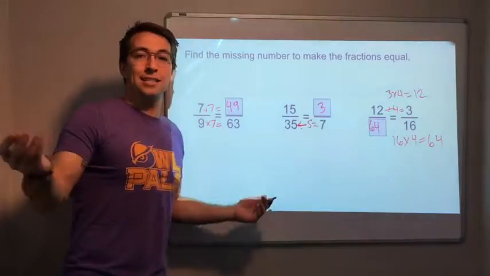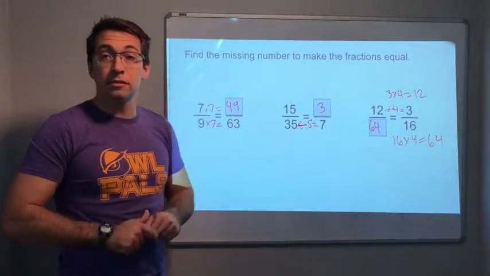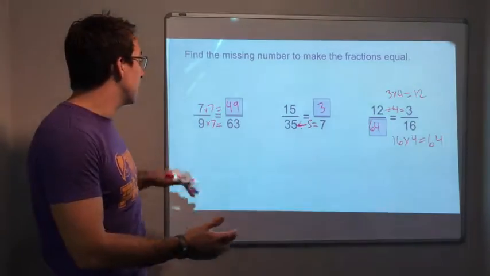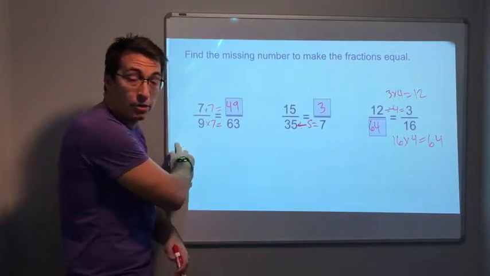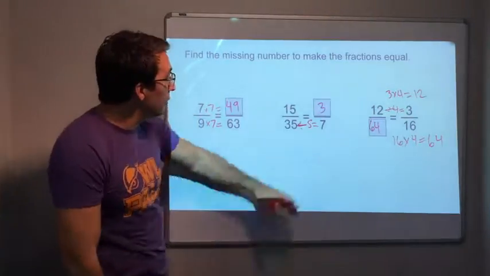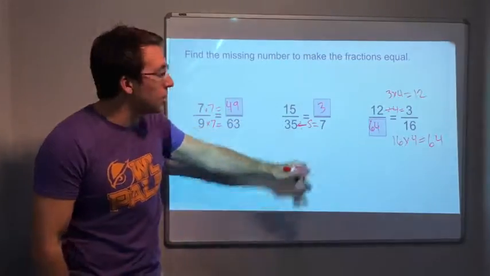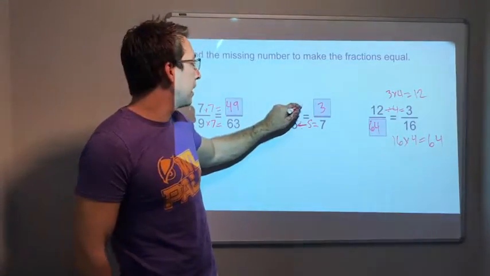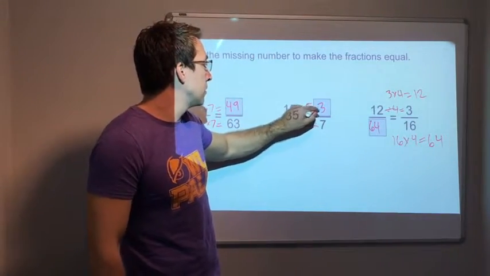So, this is it. Fractions of equivalence. This is how you can manipulate them. Whatever you do to the denominator, you have to do to the numerator. Whatever you do to the numerator, you have to do to the denominator. Okay, we divide them both by 5. Here.